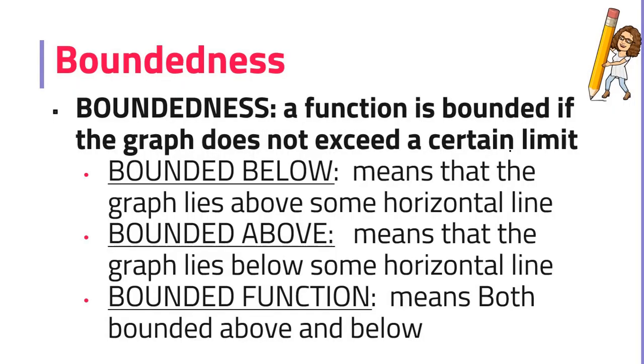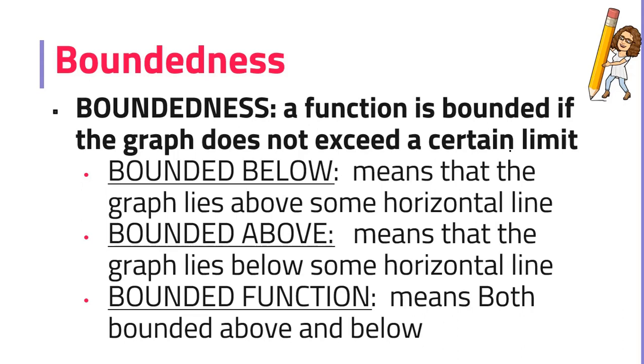Another word we're going to be talking about today is boundedness. A function is bounded if the graph does not exceed a certain limit. So there are multiple ways to be bounded. We can be bounded below, which means that the graph lies above some horizontal line. So that means I can draw a horizontal line and everything of the graph is above that line. I could be bounded above, which means that the graph lies below a horizontal line.